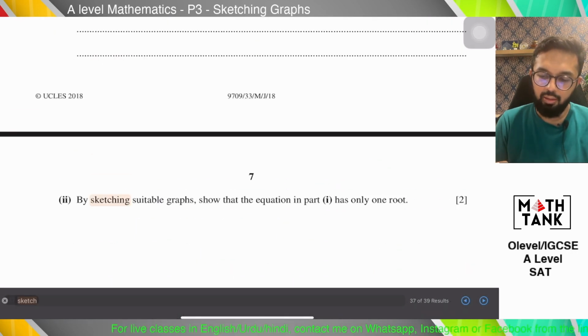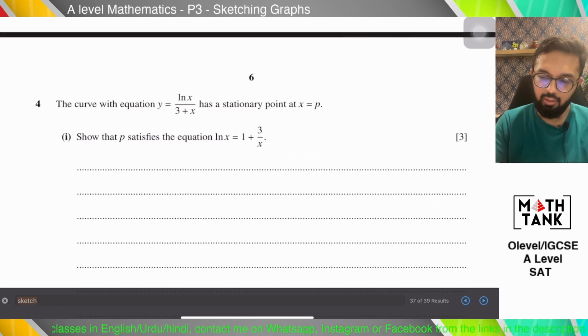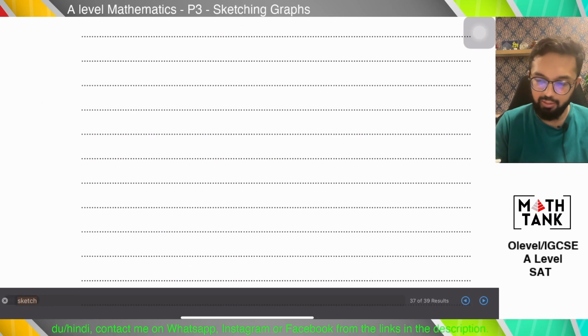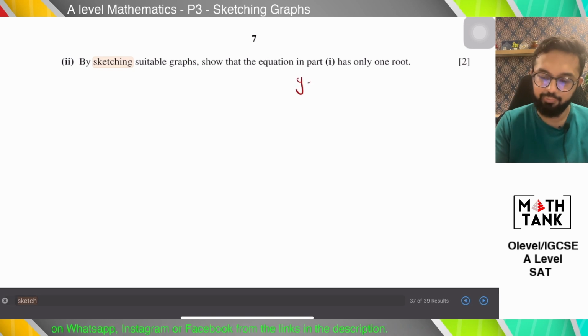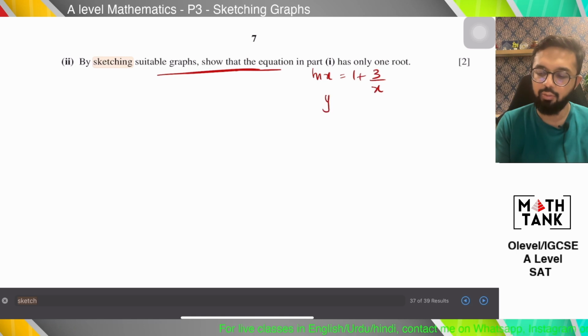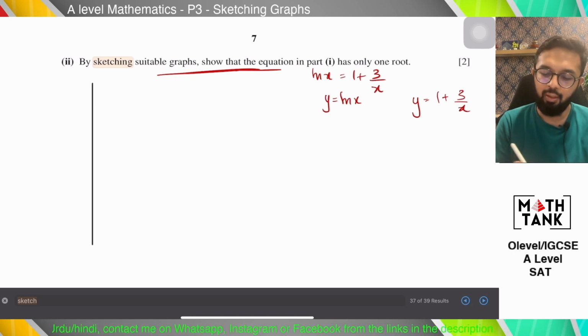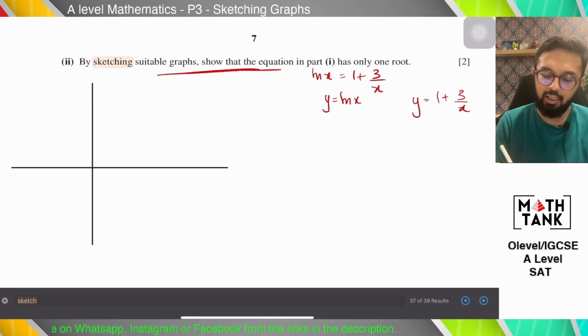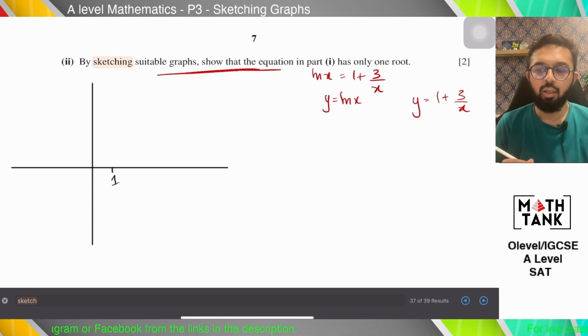Okay, let's see what this one has. This was the equation ln x equals 1 plus 3 over x. Okay, so I'm asking you to show it has only one root by sketching a suitable pair of graphs. So that's obvious, I need to draw the graph of y equals ln x and y equals 1 plus 3 over x. Now, when I'm drawing the graph of ln x, I need to know its correct shape and that it passes through 1. Okay, now in this case, you cannot have ln 0 because ln 0 is undefined.